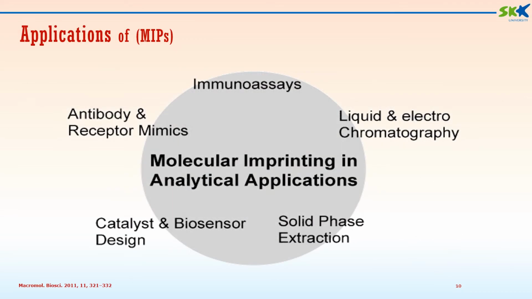So we could synthesize homogeneous and controlled polymer coating films over the nanoparticles or over the substrate. As I mentioned, MIPs have several bioapplications. They could be used in immunoassays. They are extensively used in chromatography analysis, and they act as mimics of antibody receptors. They could be used in solid phase extractions, and they are also widely used in catalyst and biosensor applications.